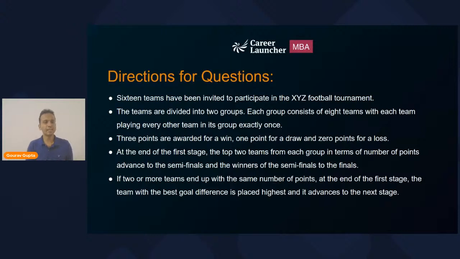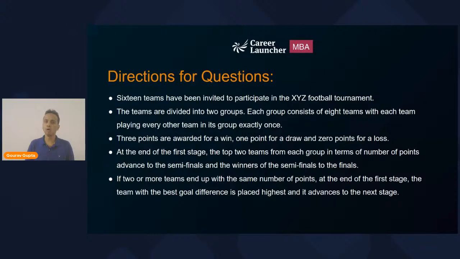Now, next: at the end of the first stage, the top 2 teams from each group in terms of the number of points will advance to the semi-finals, and the winners of the semi-finals to the finals. Earlier there were 4 teams from each group which were selected, and then they played the knockout. Now, 2 teams from the first group and 2 teams from the second group will be selected. So out of 8, we are selecting 2 from each group. These 4 teams will play semifinals, and the winners of the semifinals will play the finals.